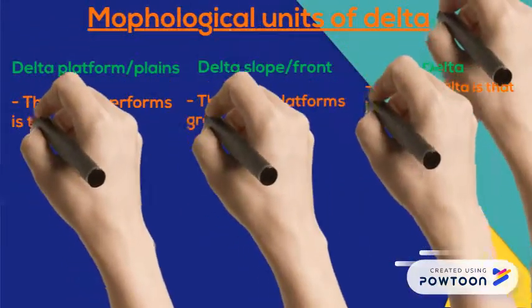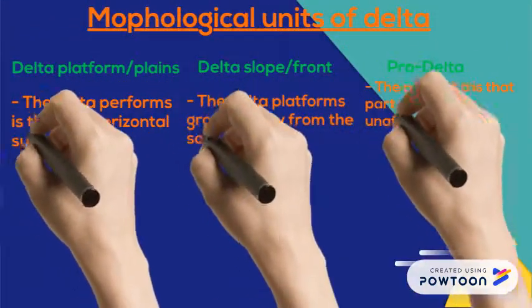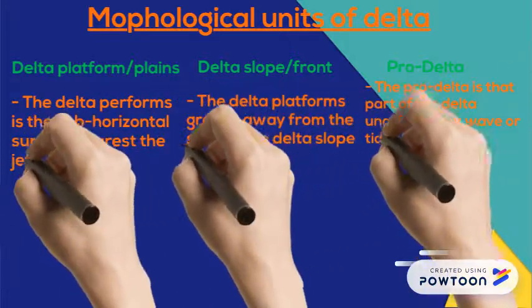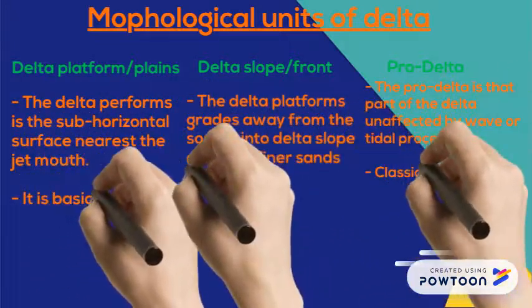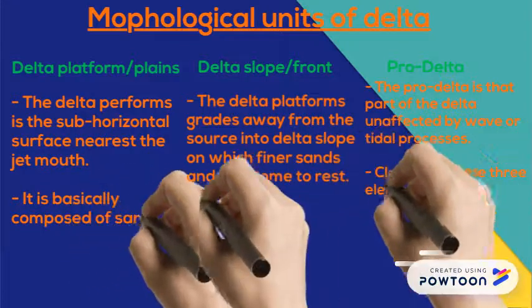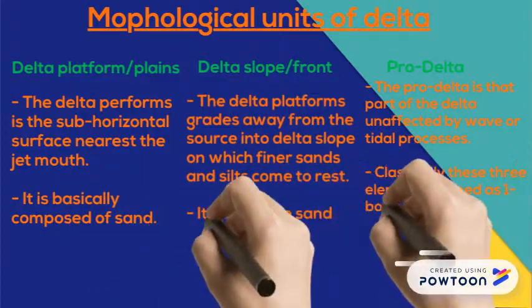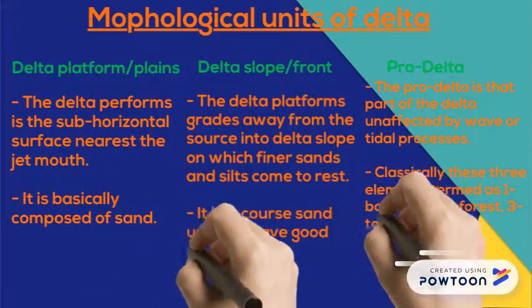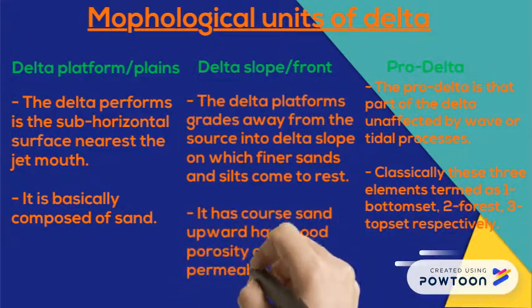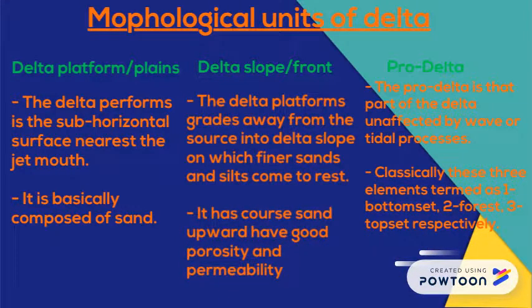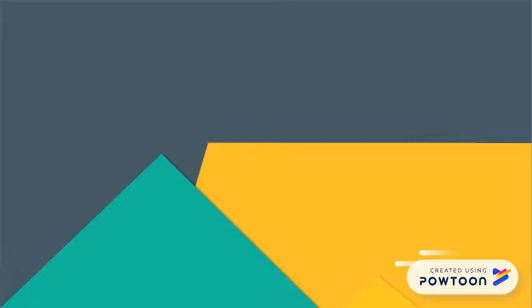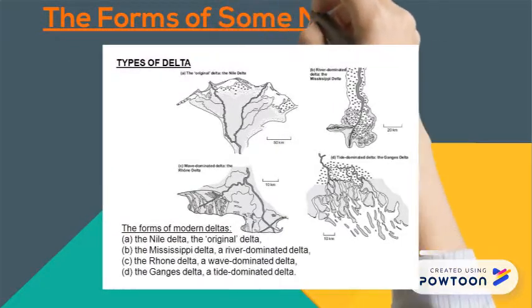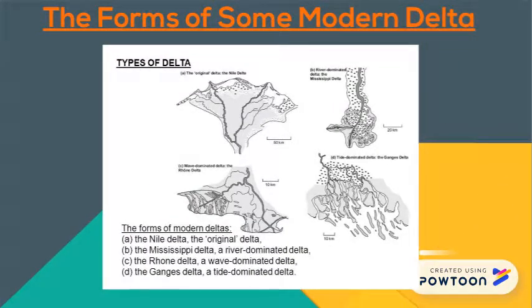Last one is the pro-delta. The pro-delta is that part of the delta unaffected by wave or tidal processes. Classically, these three elements are termed as 1 bottomset, 2 foreset, 3 topset, respectively. Here we can look at the forms of some modern deltas with the types of delta.